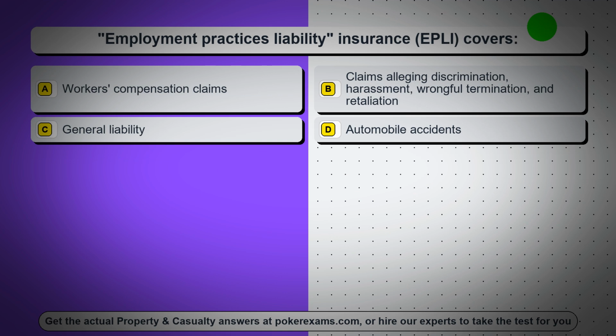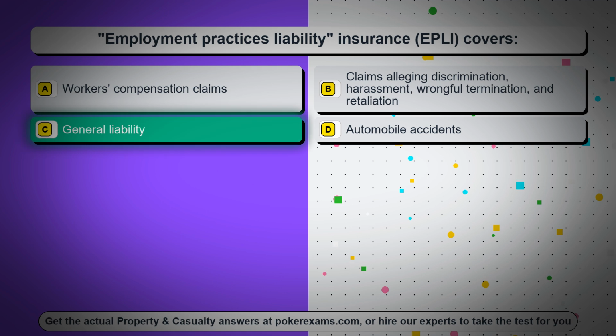Question 21. Employment practices liability insurance, EPLI, covers, option A, workers' compensation claims. Option B, claims alleging discrimination, harassment, wrongful termination, and retaliation. Option C, general liability. Option D, automobile accidents. The correct answer is option C, general liability.